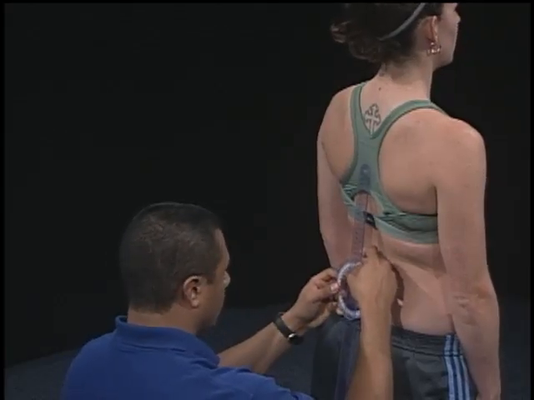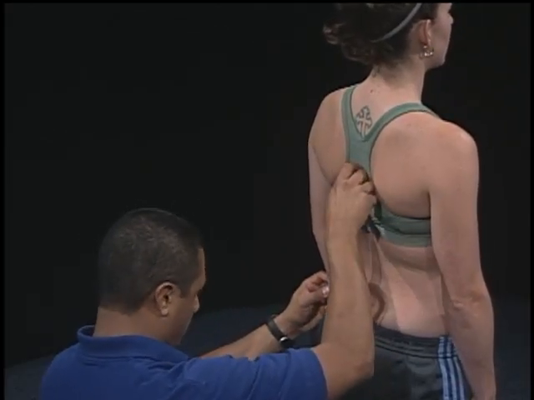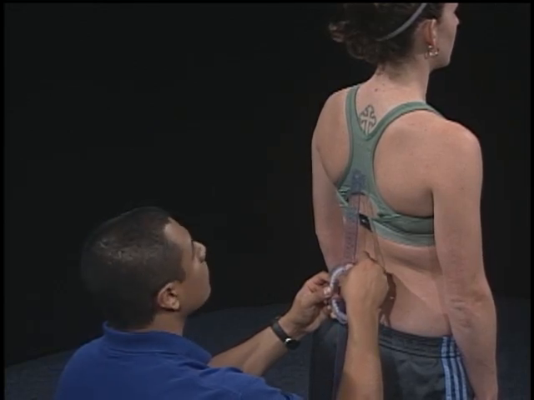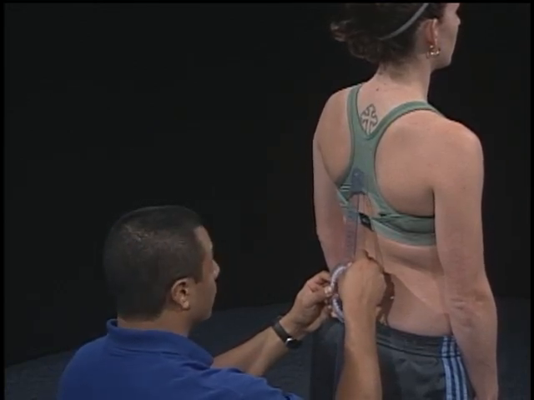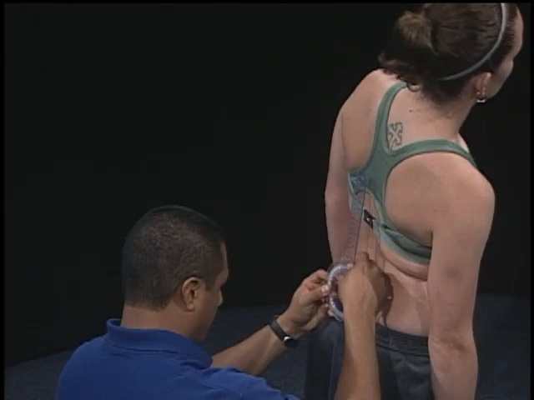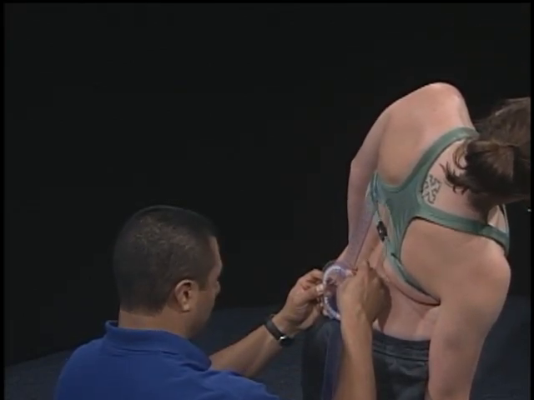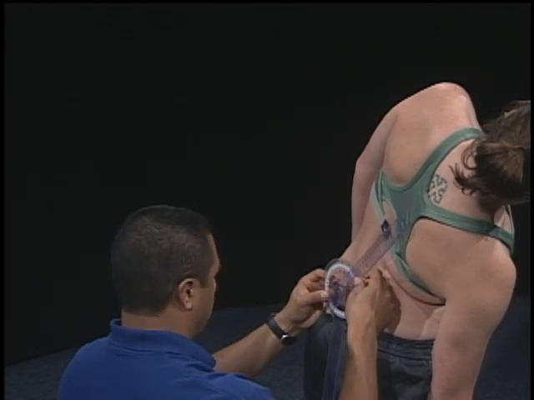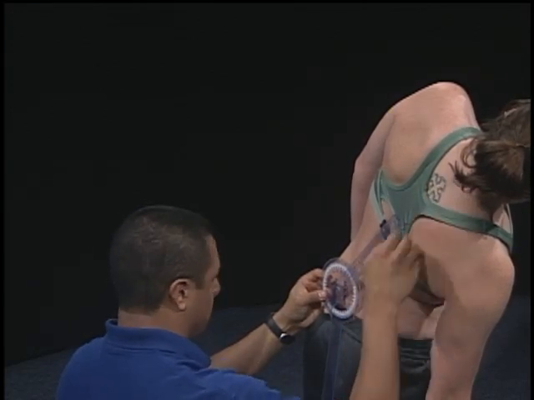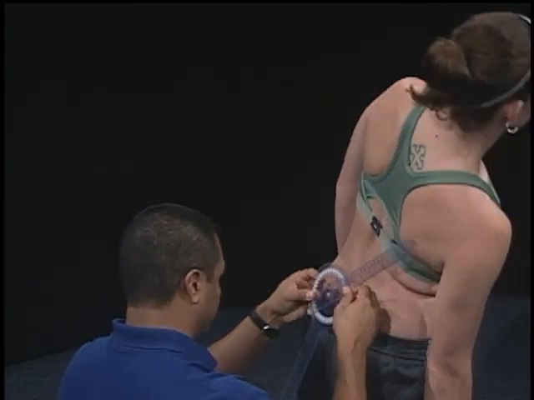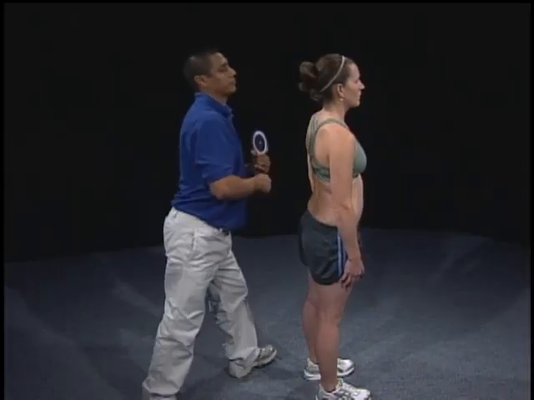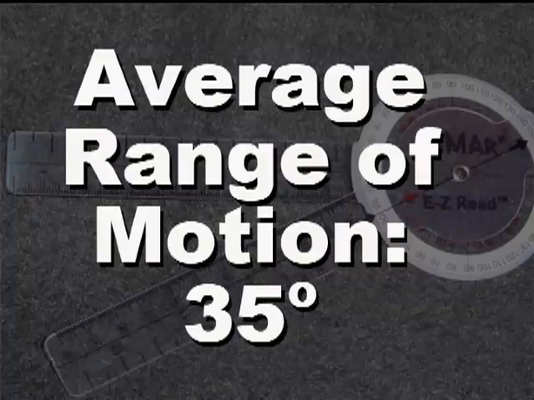Make a note of the amount of degrees measured. Measure twice. If the measurements are off by greater than 5 degrees, take a third measurement. Take the average of the measurements and document it in the patient's chart. Average range of motion according to the American Association of Orthopedic Surgeons is 35 degrees.